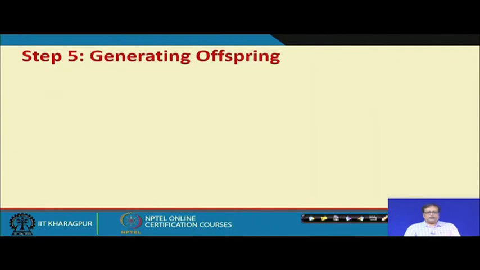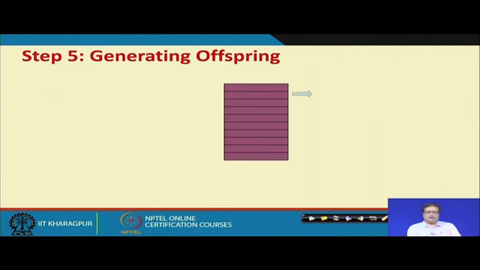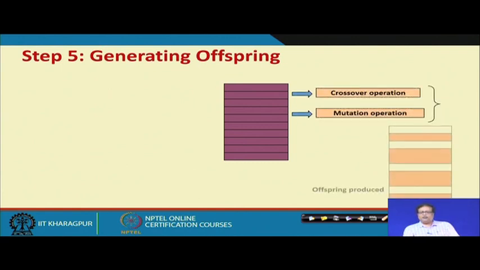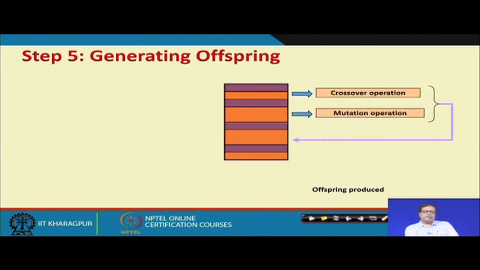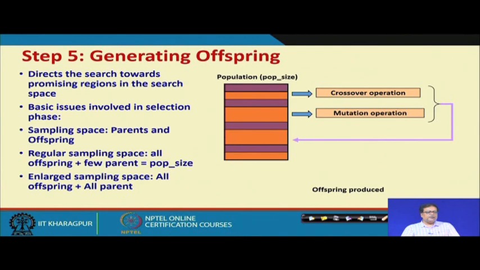So, just see this animation once again. We have a population. Now, there is crossover and mutation. Through crossover and mutation we create the offspring, and that offspring replaces those parents. The remaining population remains as they are. So, we have the new generation. So, that is how we generate the offsprings. That is exactly what happens.